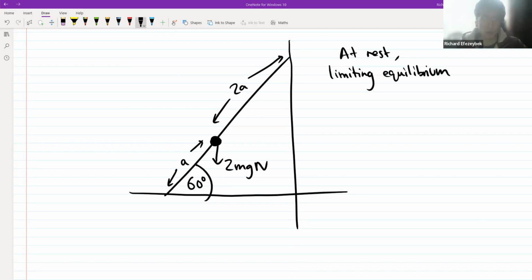Right, what else do we know? So the ladder itself will have mass. Assuming that the ladder is uniform, we can suppose that this is halfway along, so mg newtons right in the middle. But that is an assumption that we have to make.